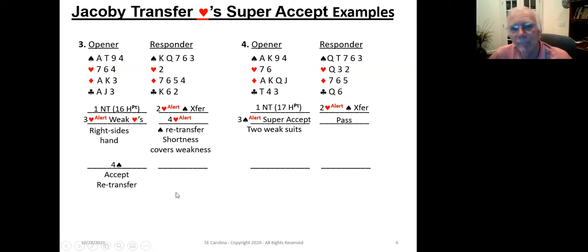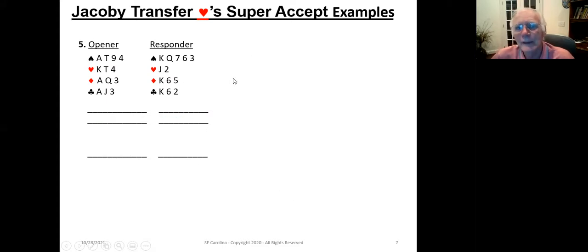And there's our 4 spades showed up over there. Okay, so let's go ahead and look at example number 5. We've got 17 high card points again. The partner opened 1 no trump, and the responder transferred to spades again.